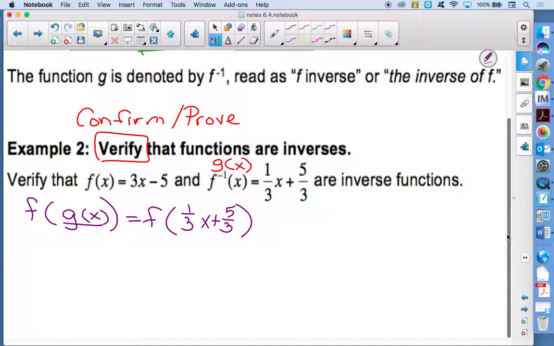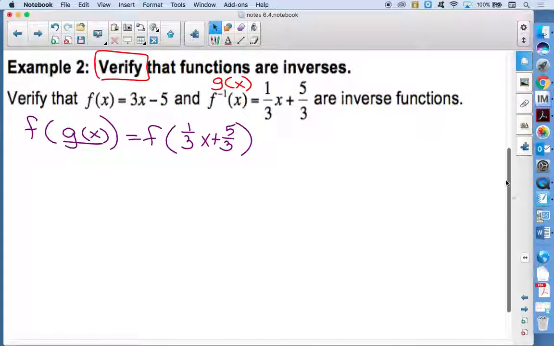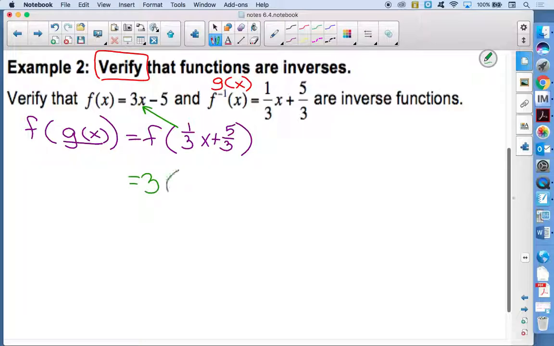What do you do with that equation now that we've replaced g of x with it? Zach? Plug it into 3x minus 5. Right, we plug it into 3x minus 5. So we're not multiplying 3x minus 5 by it, we're plugging it into 3x minus 5. So instead of x, we have 1/3 x plus 5/3, and then there's a minus 5. I know there's fractions, but they work out nicely.